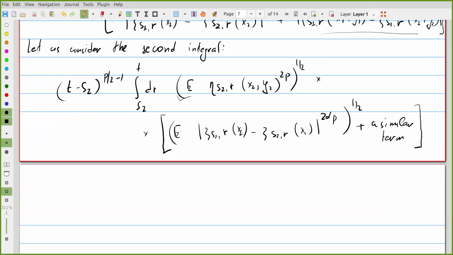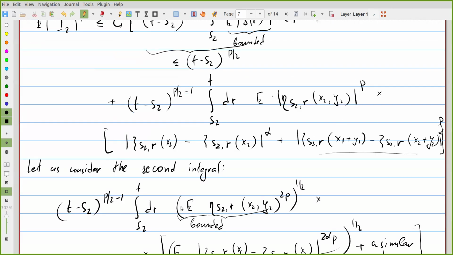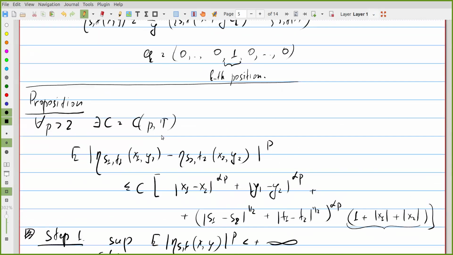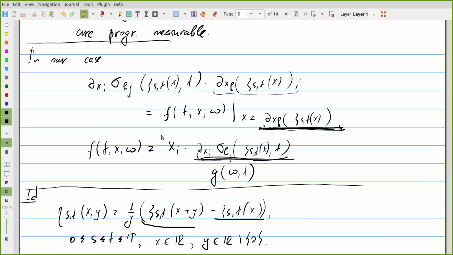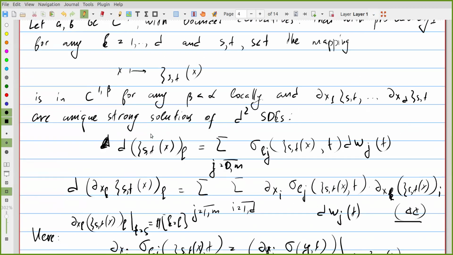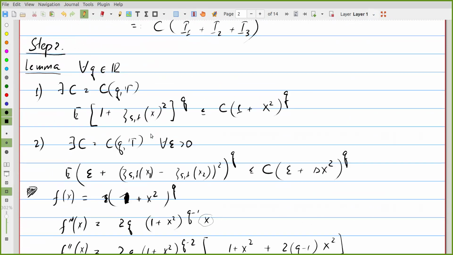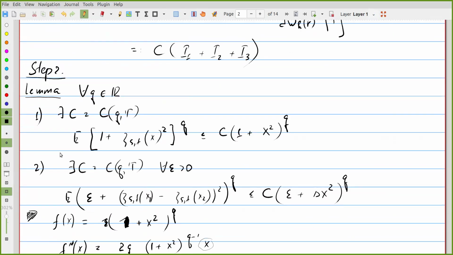Now, this is just bounded by first step 1. We established it for any p. This is bounded. For 2p, it also works. And here, we can use the lemma we proved. Let me find it. Here we need the second step of this lemma.